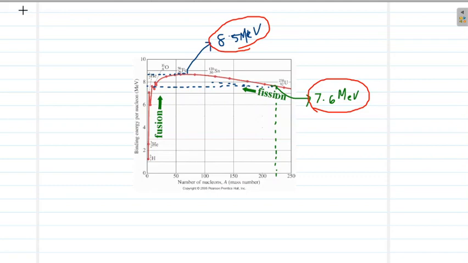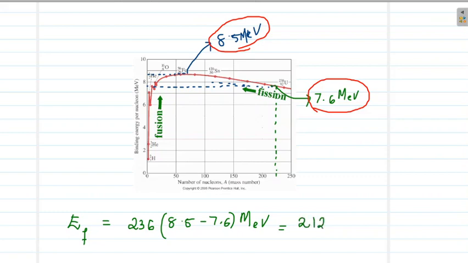How many nucleons are there? 236 nucleons are involved in this fission process, and hence the total energy released will be the total number of nucleons times the difference in binding energy per nucleon, which is 8.5 minus 7.6 MeV. This can be calculated to be approximately 212 mega electron volt. So when a uranium nucleus is undergoing fission, 212 mega electron volt of energy is released.